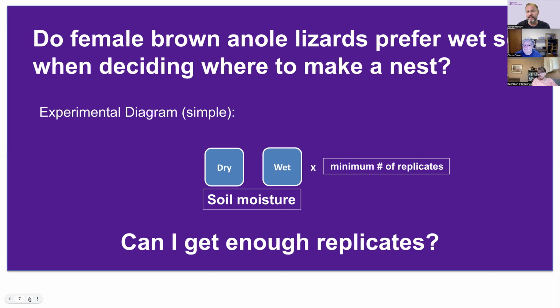If 9 out of 10 lizards prefer wet to dry, you probably don't need very much data to make your case, right? But if 54% of lizards prefer wet to dry, then you're gonna need a lot of data to show that there is a preference at all, because it's only a slight preference. So it's going to largely depend on what that effect is you're trying to detect.